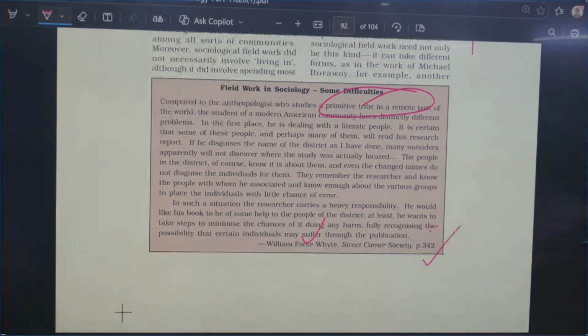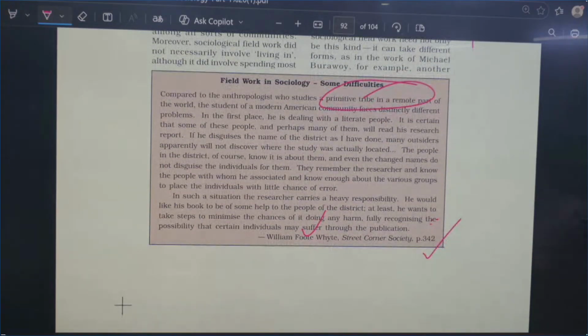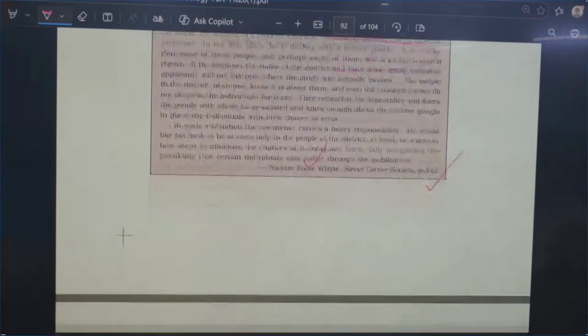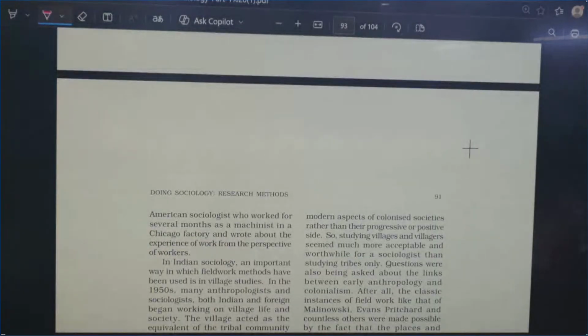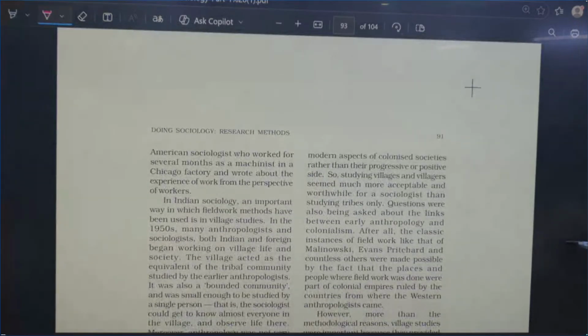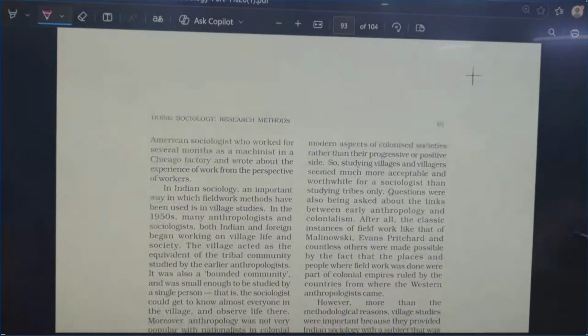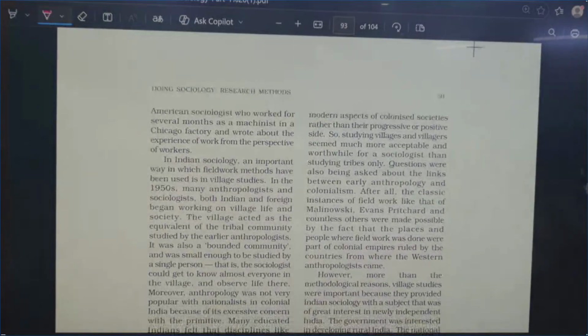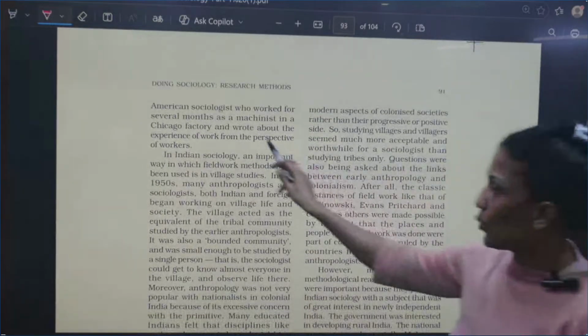But how in fieldwork in sociology, you might get some difficulties. And we are going to discuss M. N. Srinivas' work also on this. So in Indian sociology, an important way in which fieldwork methods have been used is in village studies. देखो village studies बहुत important है.